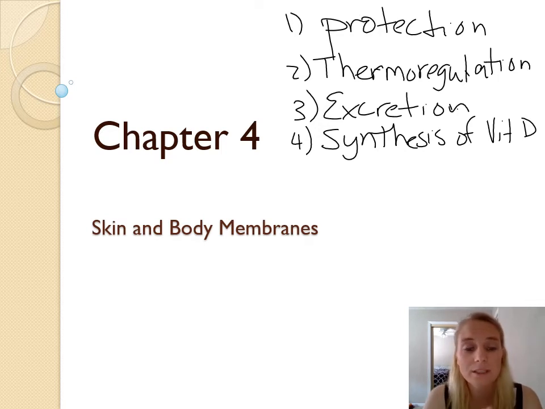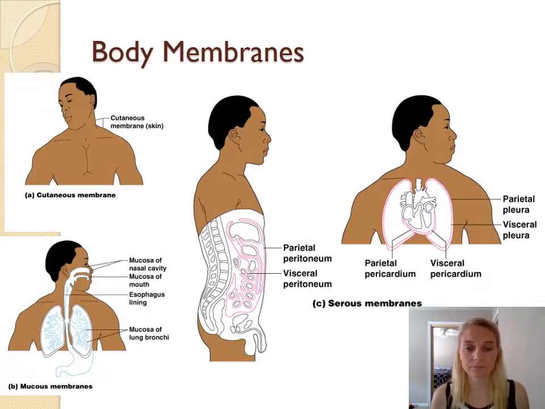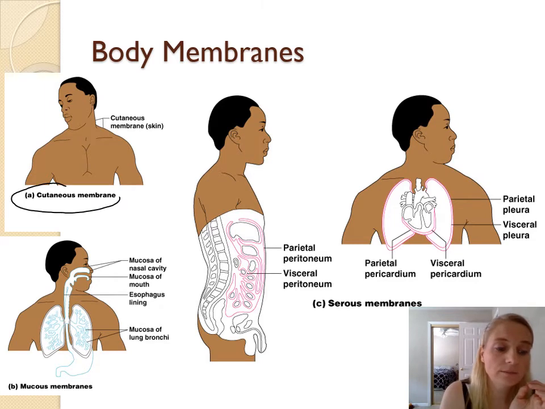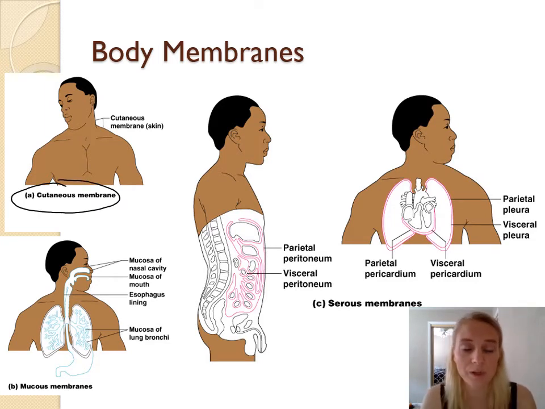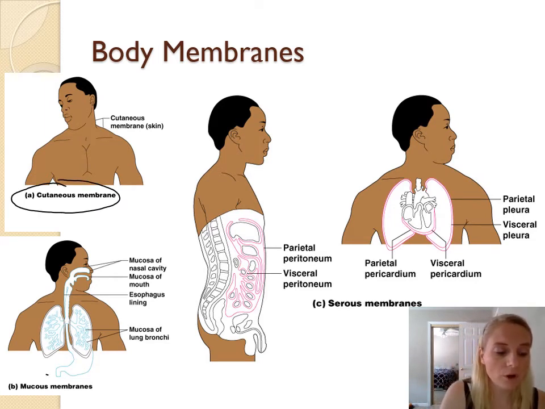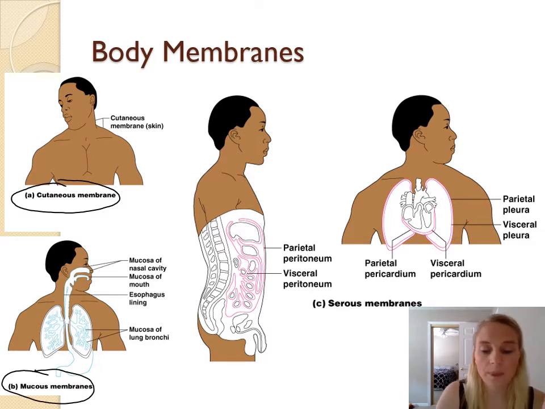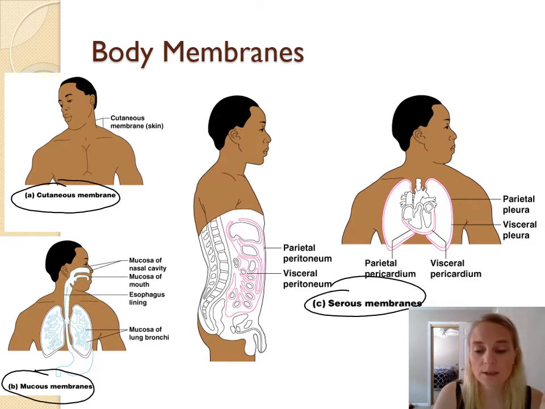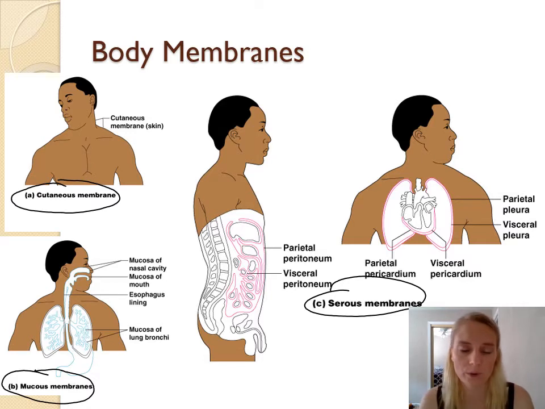All right, so let's get jumping into body membranes, and then we'll focus on the actual structures of the skin. All right, so when we talk about body membranes, there are 4 various types of membranes. We have cutaneous membranes, which is basically our skin, so we're going to spend a lot more time on that. We have what are called mucous membranes. We have serous membranes, and then the last type are called synovial membranes, which are going to be on the next slide.